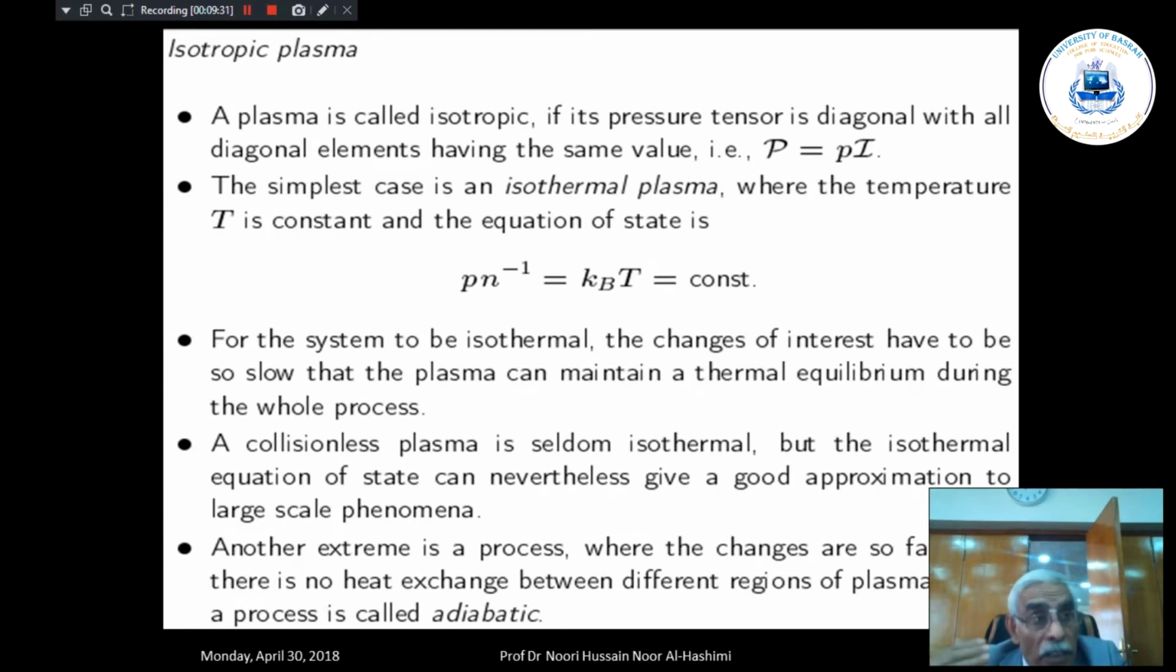Another extreme is a process where the changes are so fast that there is no heat exchange between different regions of a plasma. Such a process is called adiabatic. Adiabatic process.